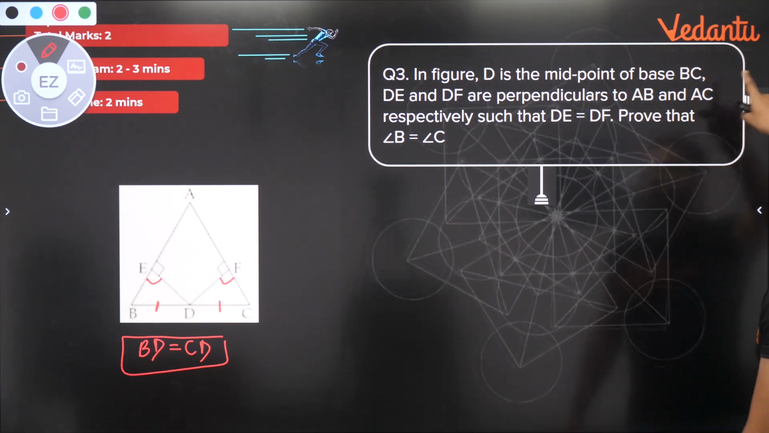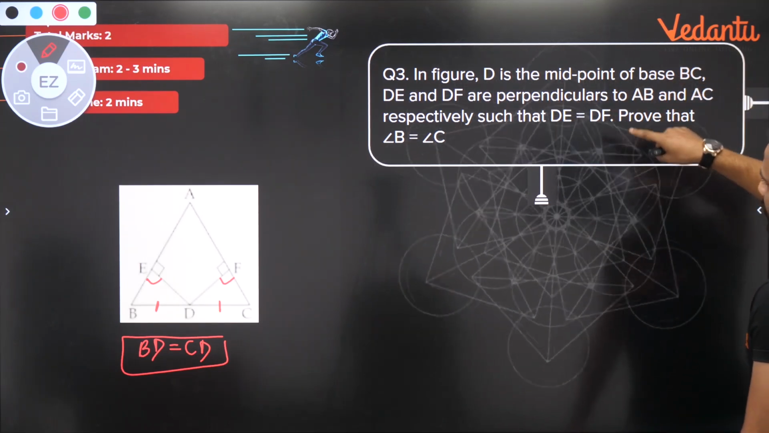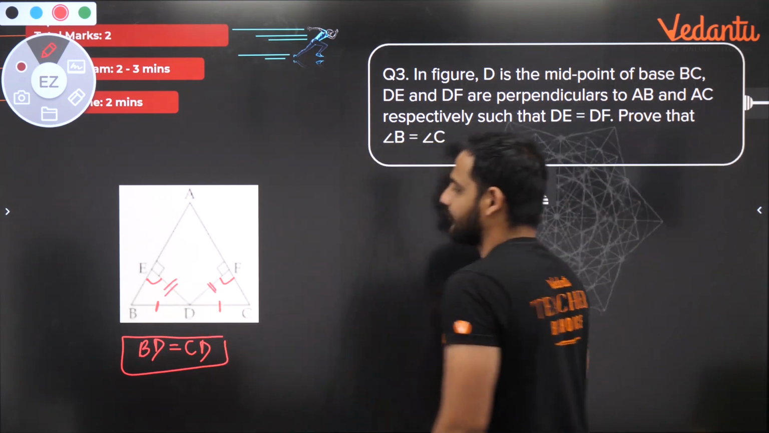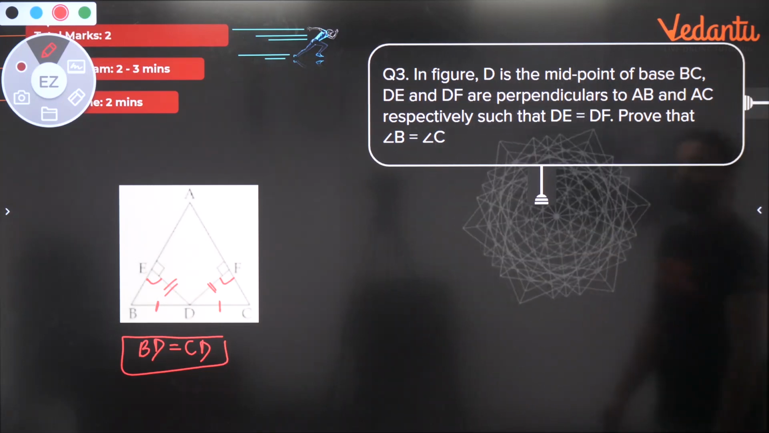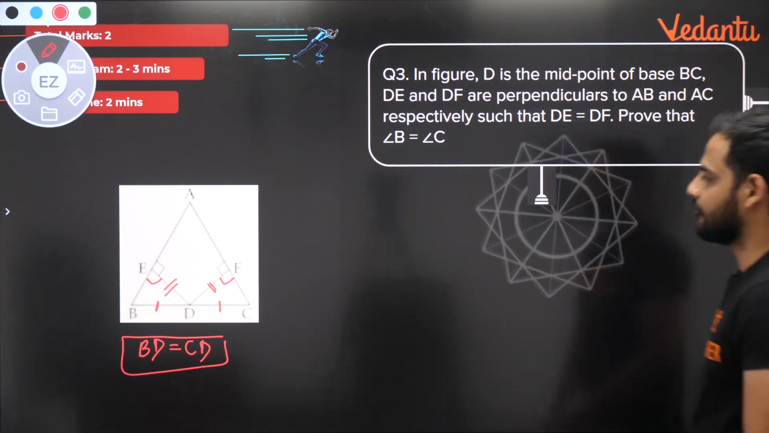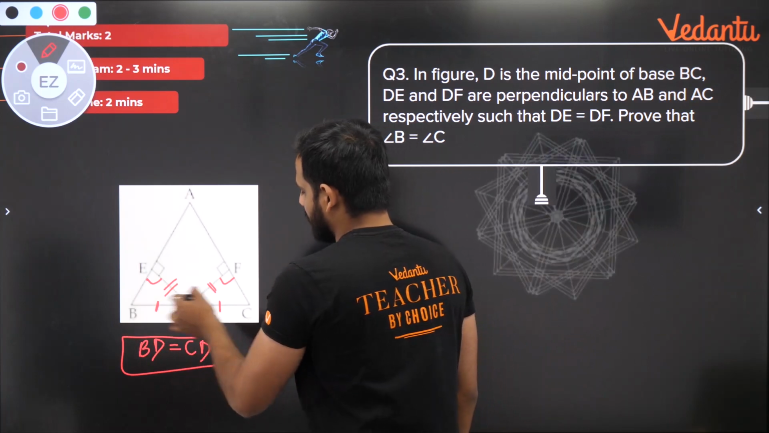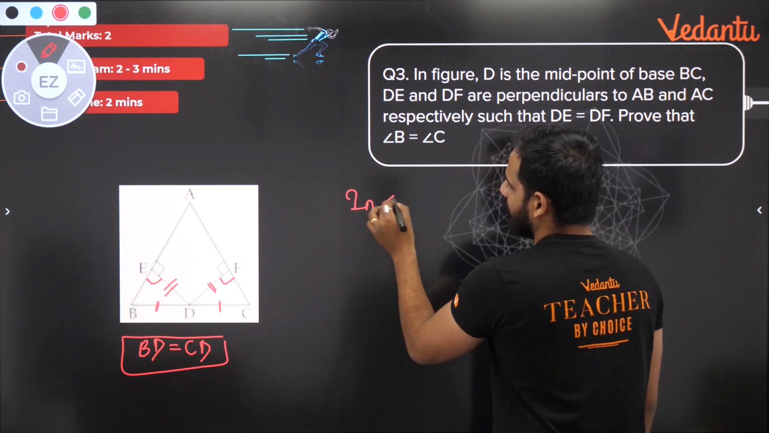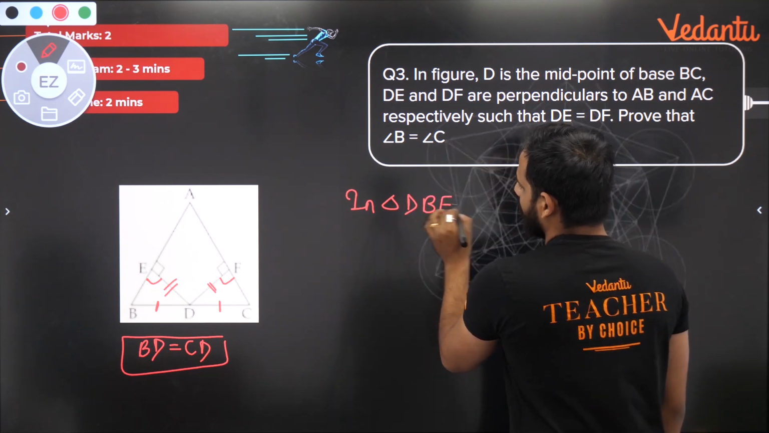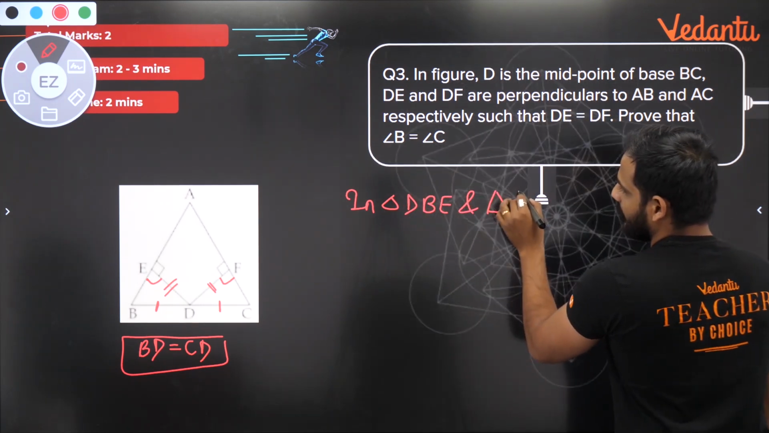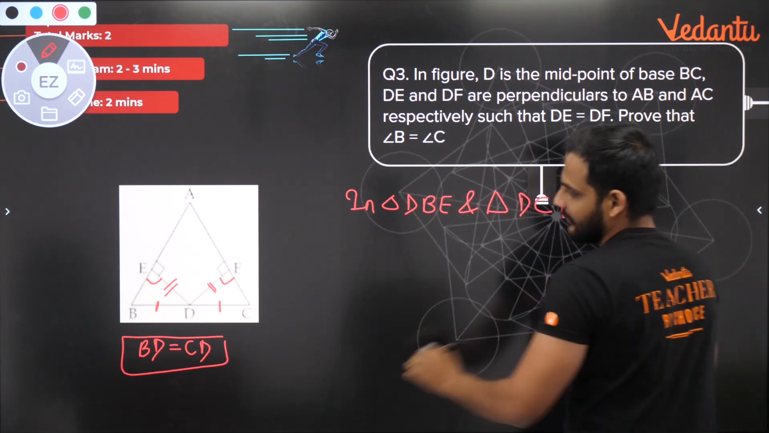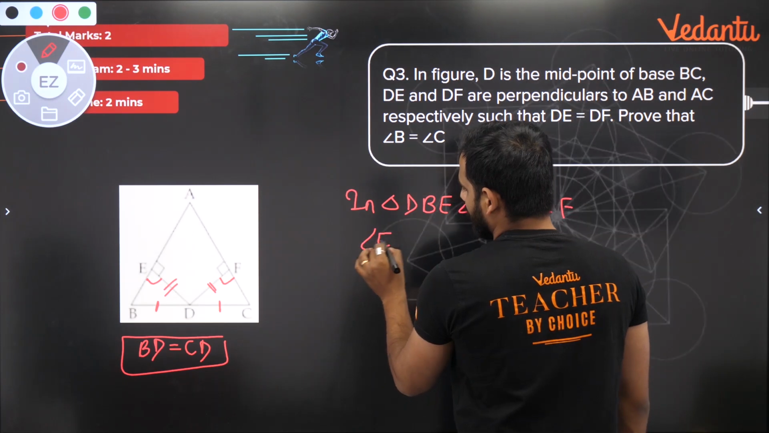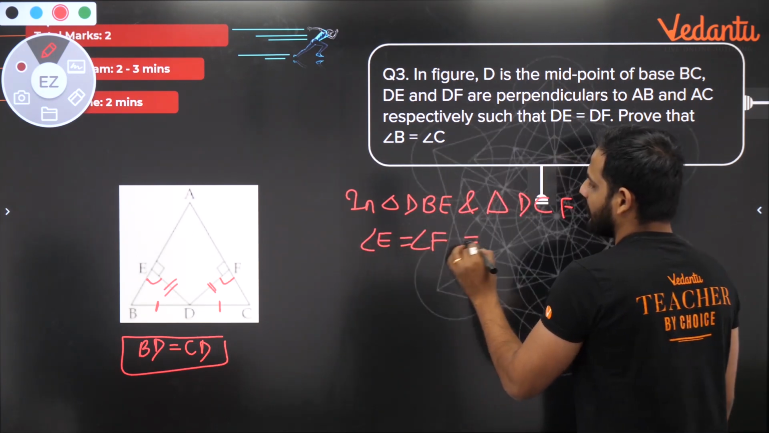They are perpendiculars to AB and AC respectively such that DE is equal to DF. So these two are also equal. Okay, you want to prove that angle B is equal to angle C. So if you want to prove that angle B should be equal to angle C, let's do one thing. Now, let us talk about the triangle. In triangle DBE and triangle DCF, first thing, bachcho, as I know here, angle E is equal to angle F. Both are equal to 90 degree.